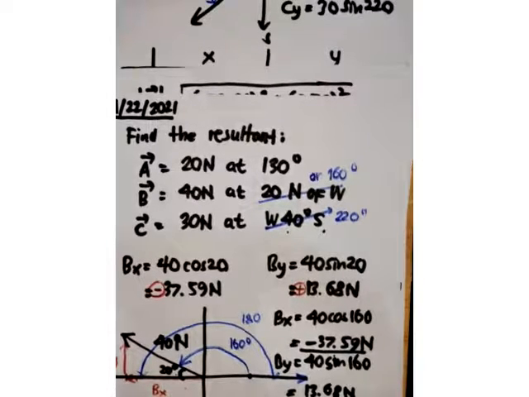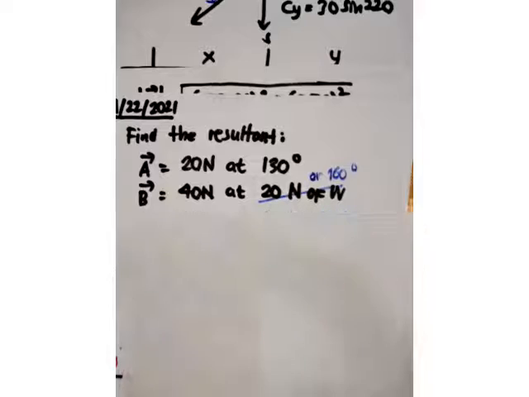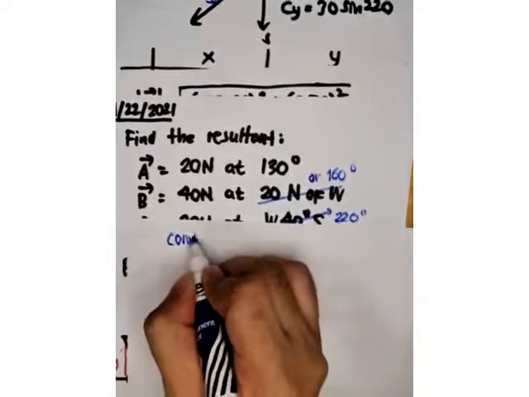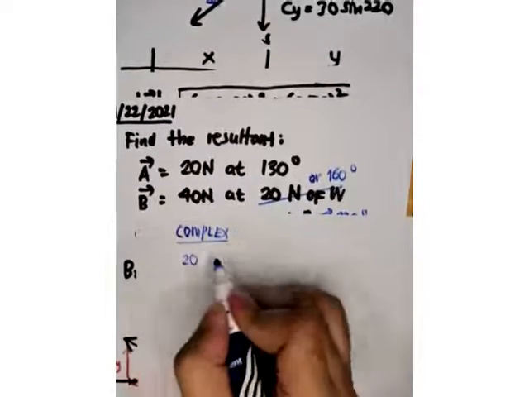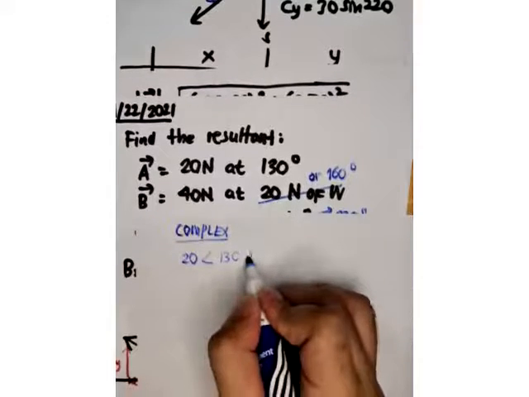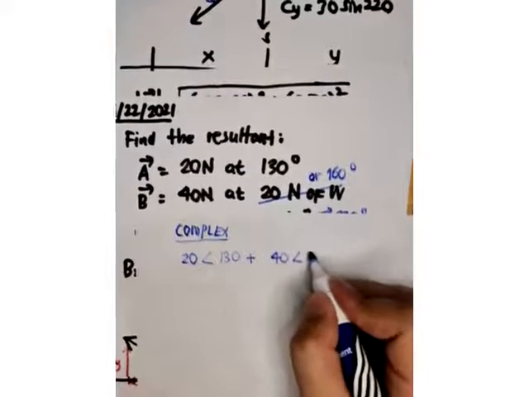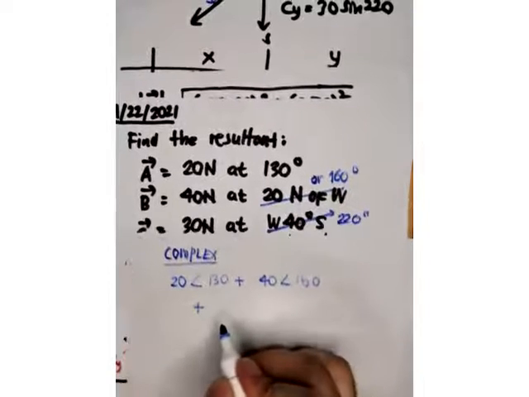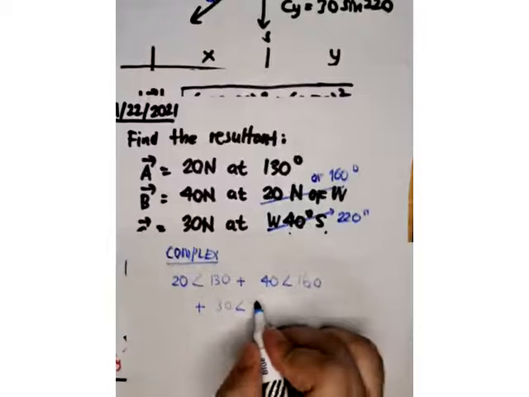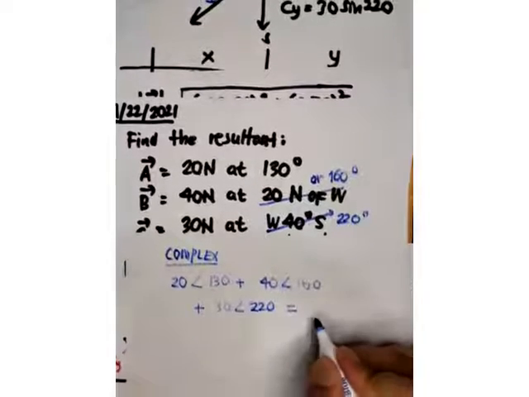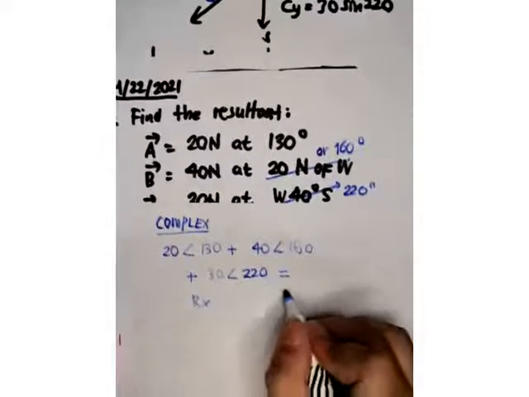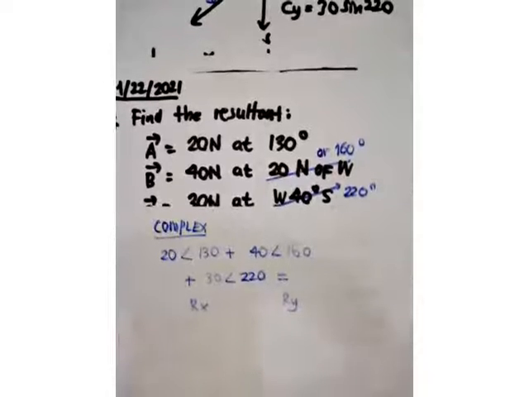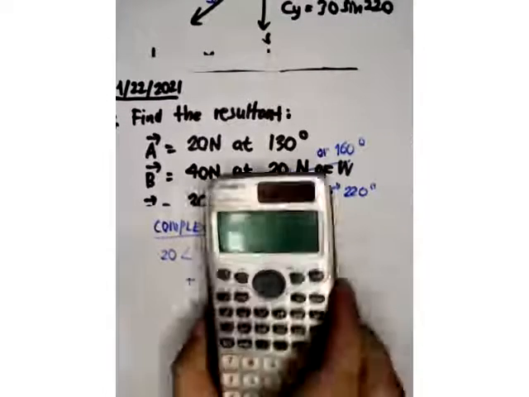Okay, i-type nyo lang. Yung calcu nyo is gawin nyo siyang complex mode. Ayan, tapos i-type nyo lang 20, angle 130 plus 40, angle 160 plus 30, angle of 220, and then you press equals. Ayan. Okay, lalabas dapat dyan yung Rx at saka yung Ry.